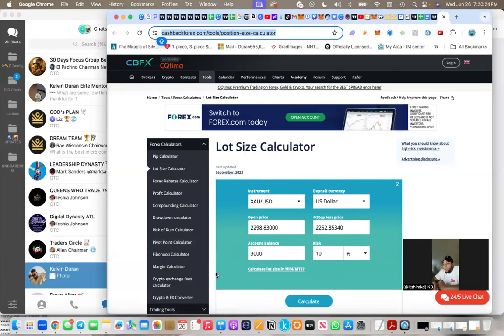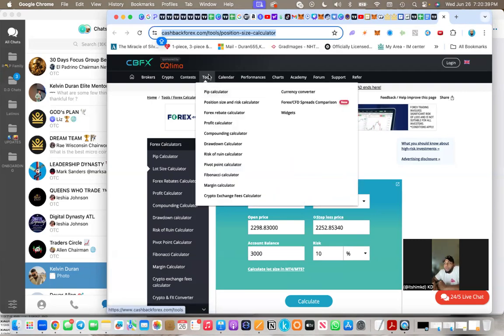So what we're gonna do right now, guys, is this is a website that I'm using. It's called cashbackforex.com. It's actually a lot size calculator where it tells you how much your lot size should be used. And also, if you click here on tools, it gives you a pip count, it gives you a compound plan, it gives you everything that you guys need.